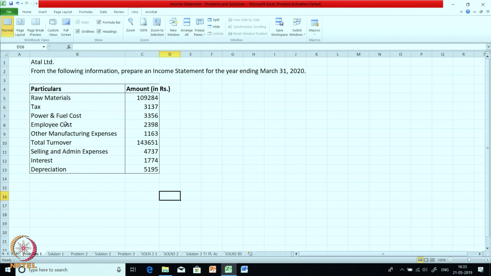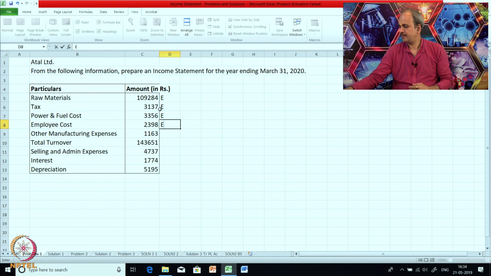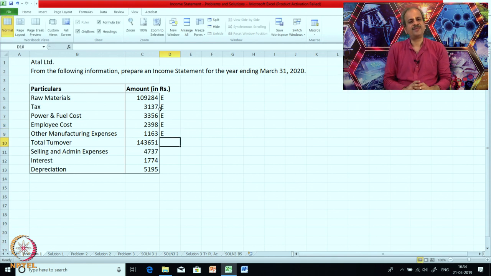So raw materials, taxes, power and fuel, employee costs, all of these are various expenses. Manufacturing expense is another expense. So all these are being marked as an expense category. Total turnover is our revenue or our income, so I'll just mark it as an income. And selling and admin expense, interest and depreciation are expenses.